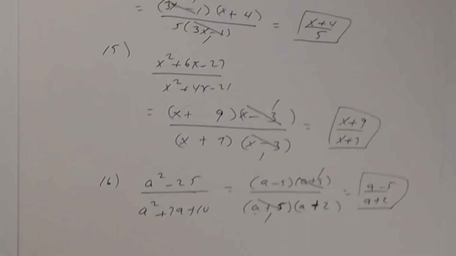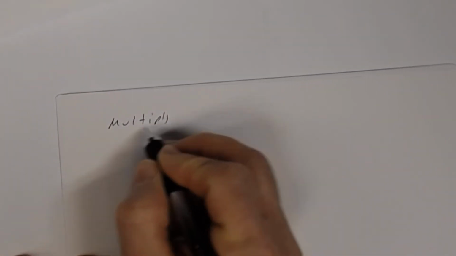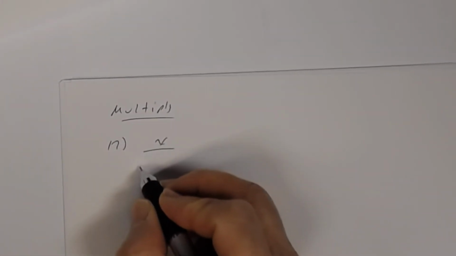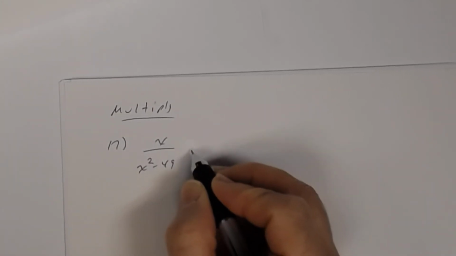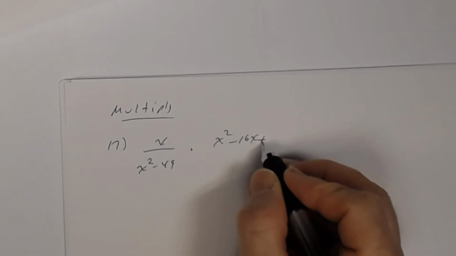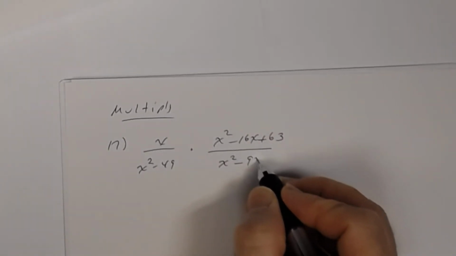Okay, now number 17 and I think 18 as well. Yeah. So 17 and 18 is where you wanted to multiply. So it's going to say multiply. So that's where you want to multiply two rational expressions. So this is number 17. You have x squared divided by x squared minus 49 times x squared minus 16x plus 63 divided by x squared minus 9x.